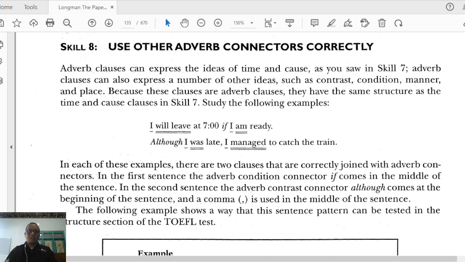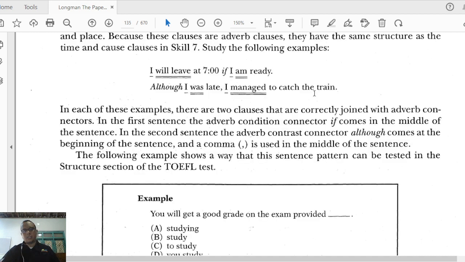Clause in Skill 7. Study the following example. I will leave at 7 if I'm ready. Although I was late, I managed to catch the train. I will leave at 7 if I'm ready. Okay. Subject, verb, time clause, if I am ready. Okay. Kata if itu jika, kalau.